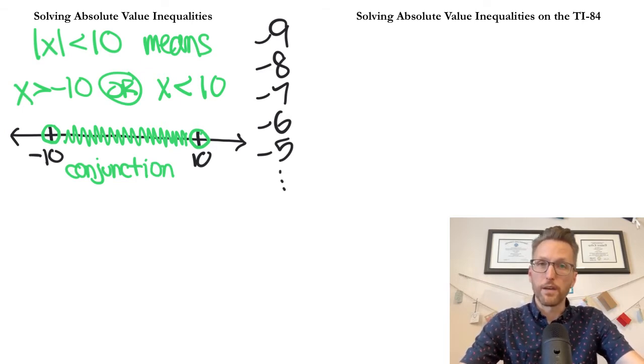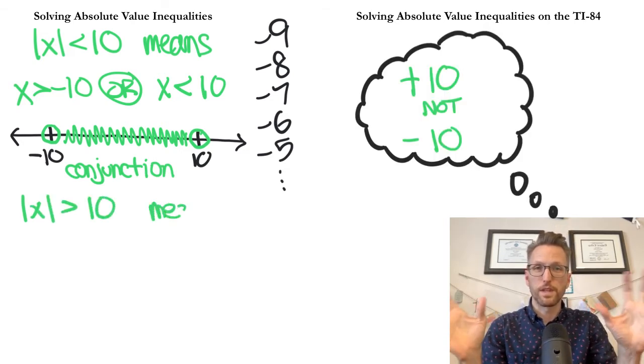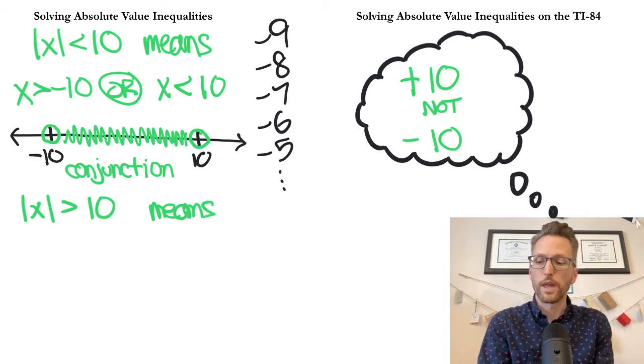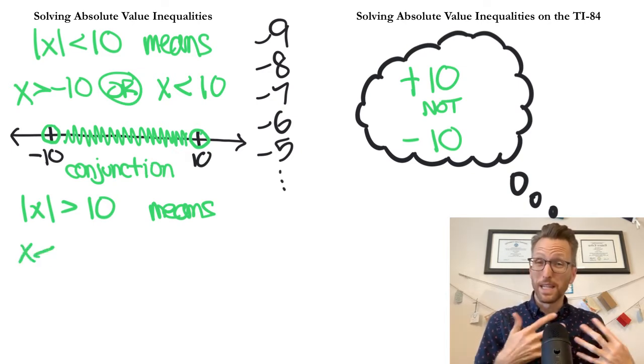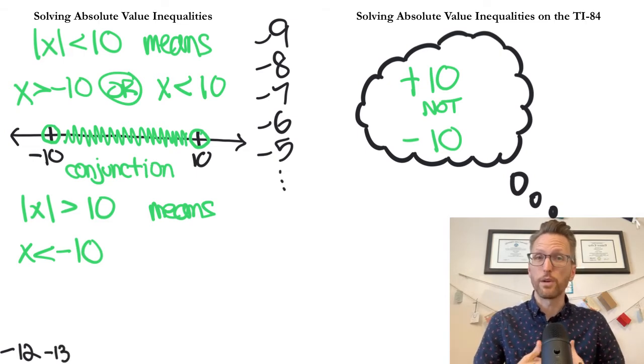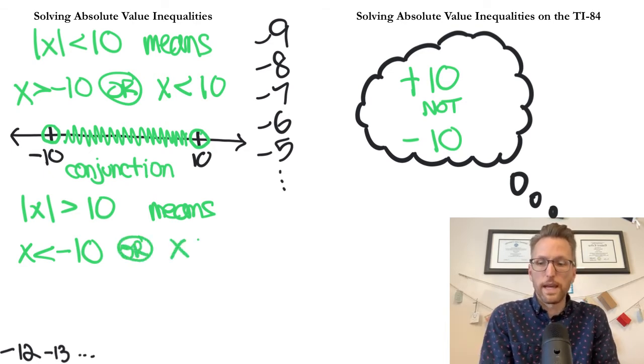Now, when absolute value of x is greater than 10, it means that we're going to have two separate solutions that are disjointed, or it's a disjunction. So that means x is less than negative 10, meaning it could be negative 12 or negative 13, because if we take the absolute value of negative 13, we get 13, and that's bigger than 10. Or x is greater than 10, just as is.